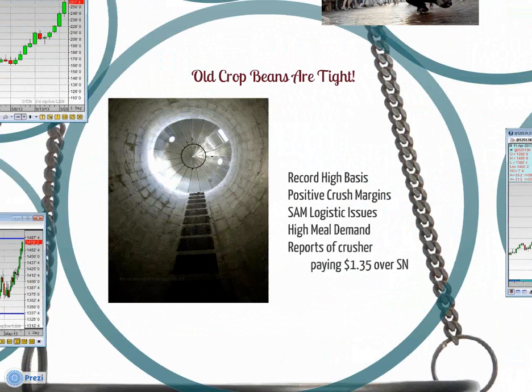So as mentioned, old crop beans are extremely tight right now. You've got record high basis levels, positive crush margins. For example, you take a look at crush margins. Right now you can buy a bushel of soybeans for about $14.78. After you crush it and turn it into meal and soybean oil, you can turn around and sell that meal and soybean oil for about 28 cents more than you paid for that bushel of soybeans. So when you see or hear about positive crush margins, that's what that means.